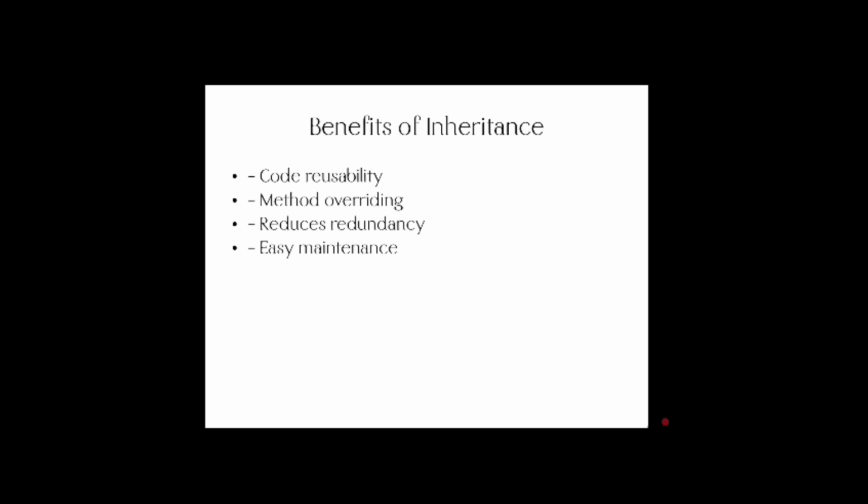And the next one is support for polymorphism. Inheritance is fundamental to achieving polymorphism in Java. Child classes can override methods inherited from the parent class, providing their own specific implementations while maintaining a common interface. This allows for flexible and dynamic behavior based on the object's actual type at runtime. Now let us move towards the next slide.